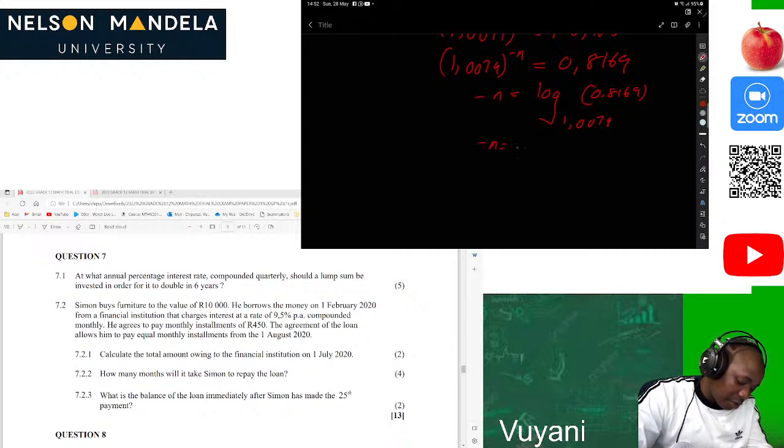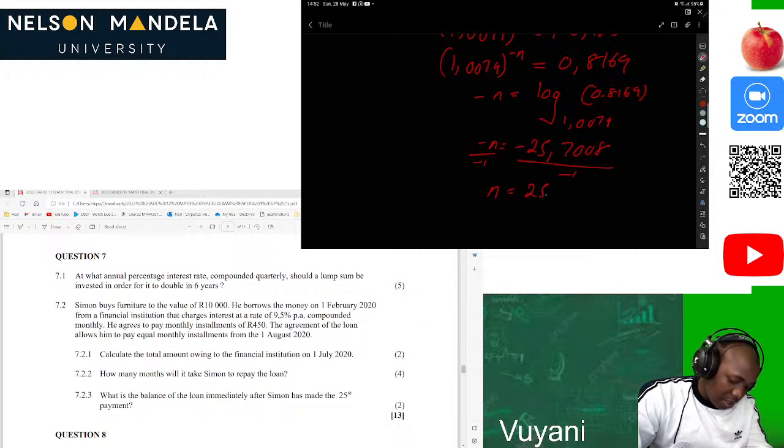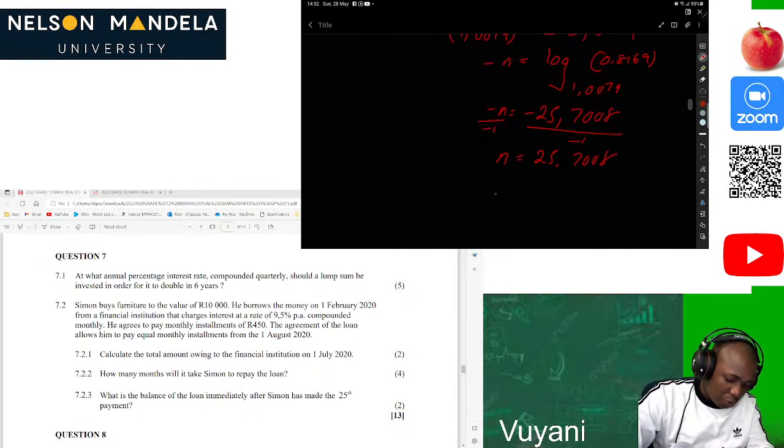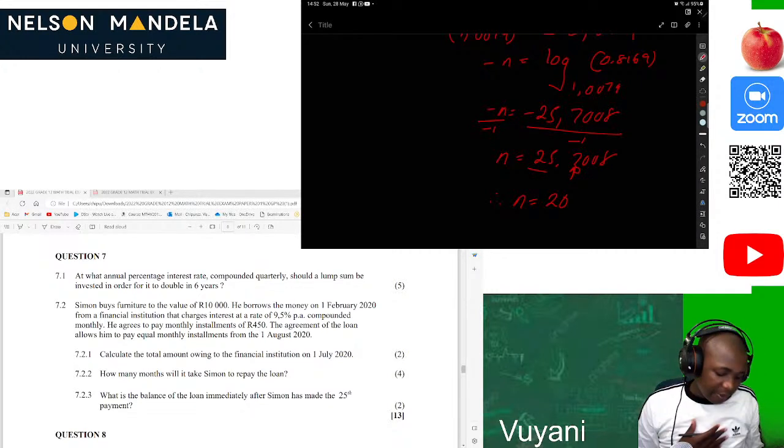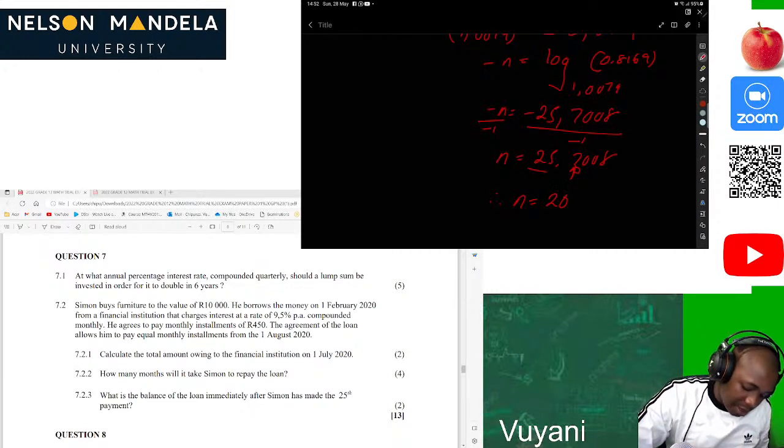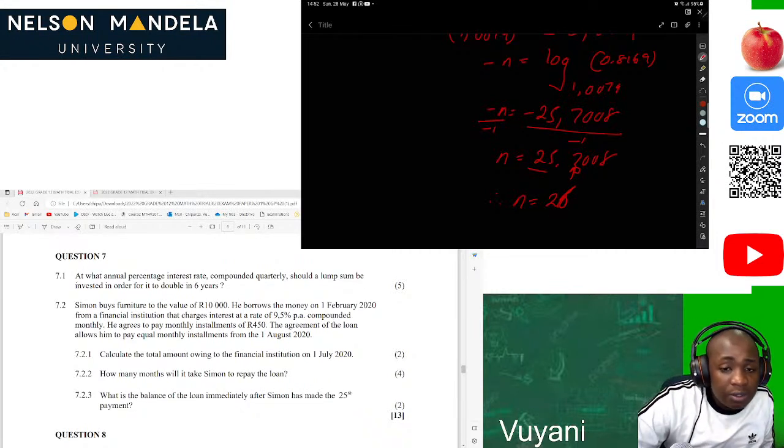Then negative n is equal to -250.7008. Okay, then we divide by -1, then n is equal to 25.7008. Okay, then after that, of course, we should conclude that our n is equal to 26. We can see here, then we round it to the nearest whole number. Then we can see that our n should be 26. Okay, so the n value should be 26. Okay, so you will have to make 26 payments.